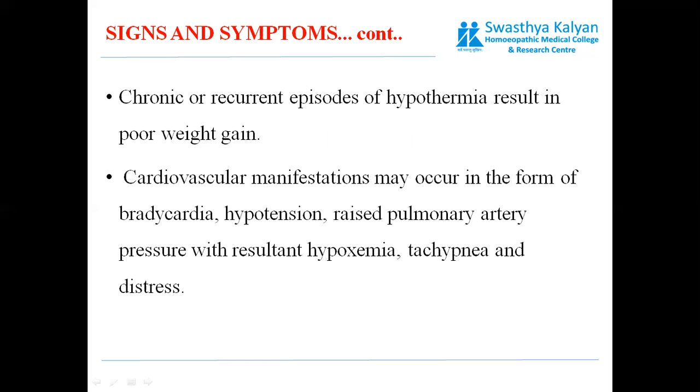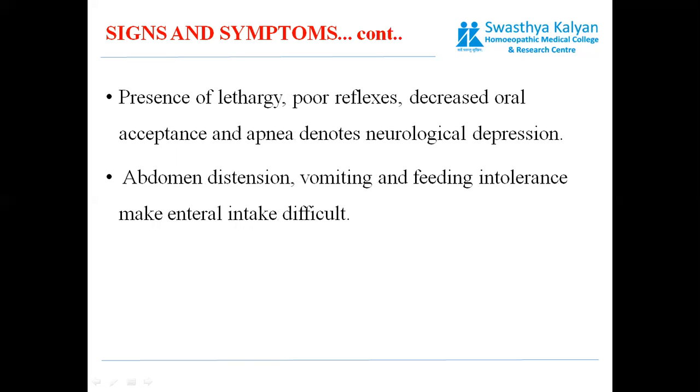Then cardiovascular manifestations occur in the form of bradycardia, then hypotension, then raised pulmonary artery pressure with resultant hypoxemia, tachypnea and distress. These are the cardiovascular manifestations. Then the presence of lethargy, poor reflexes, decreased oral acceptance and apnea denotes neurological depression. Now, these are the symptoms of hypothermia.